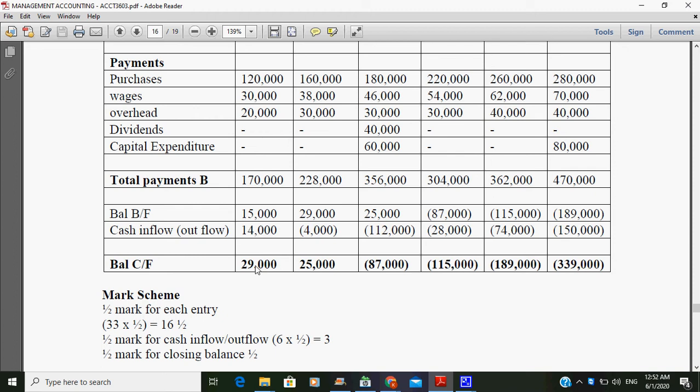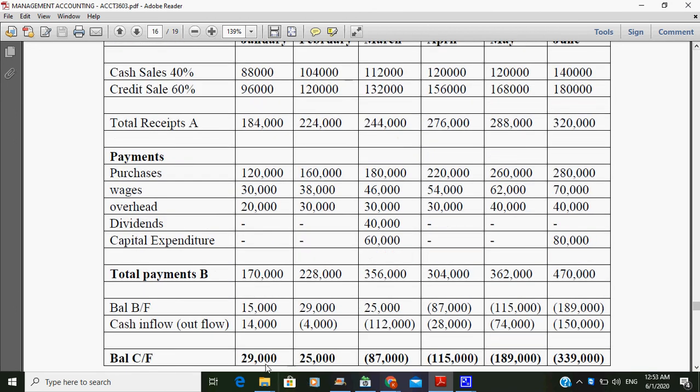Now what I was saying before is that you could have had your opening balance of 15,000 up top right here. You'd have had a different figure right here. If you had an opening balance up top right there, you'd have had 184,000 plus 15,000. That gives you 199,000. Minus 170,000 now. And I got 29,000.